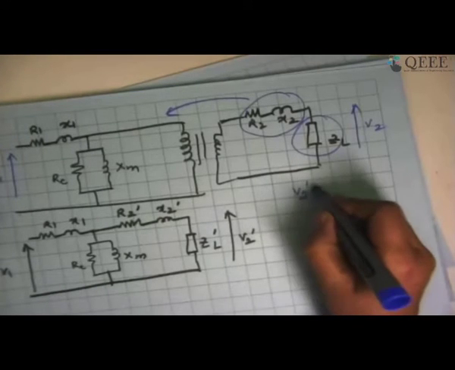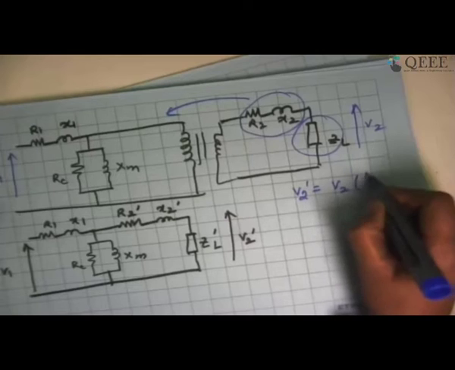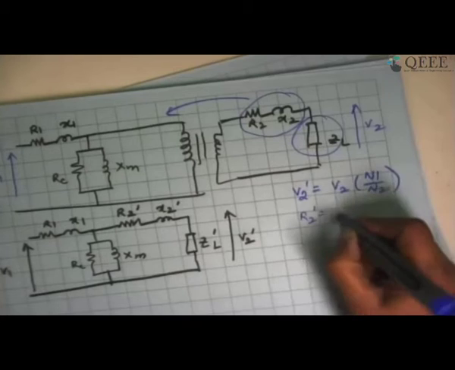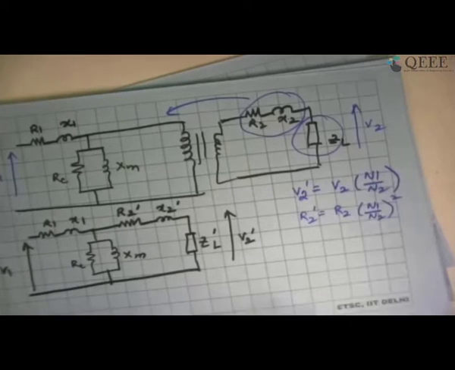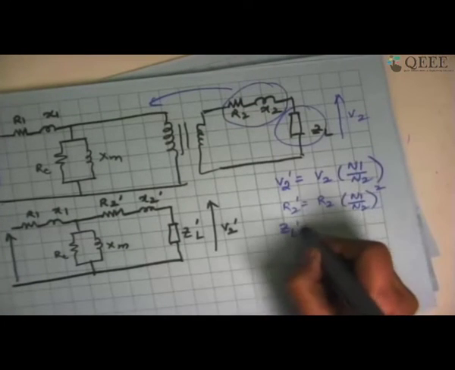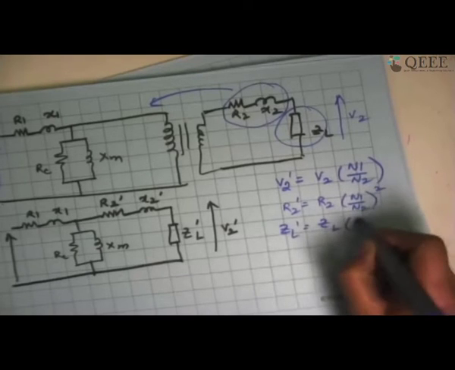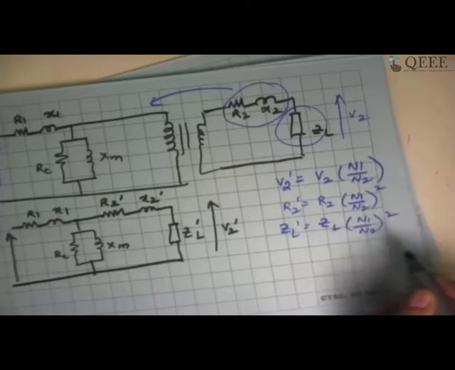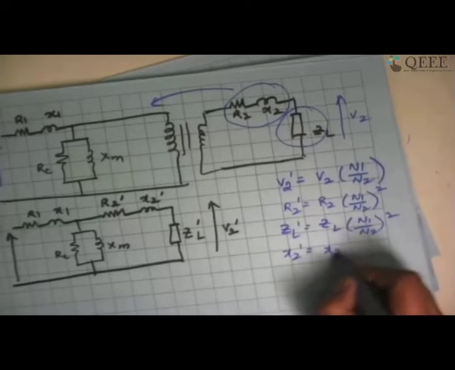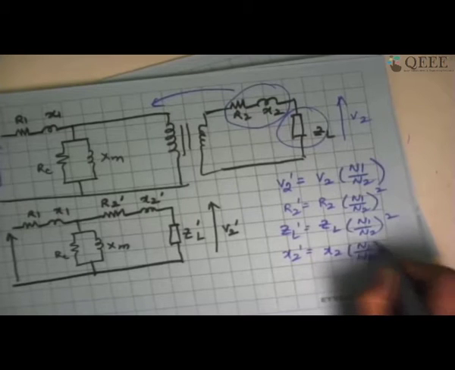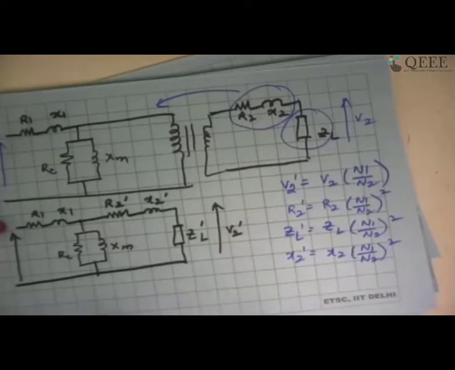Now let me write what is V2 dash. V2 dash is equal to V2 multiplied by N1 by N2. R2 dash is going to be equal to R2 multiplied by N1 by N2 the whole square. ZL dash is going to be equal to ZL multiplied by N1 by N2 the whole square, which we just derived. And X2 dash is going to be X2 multiplied by N1 by N2 the whole square. So this becomes my overall equivalent circuit of the transformer.